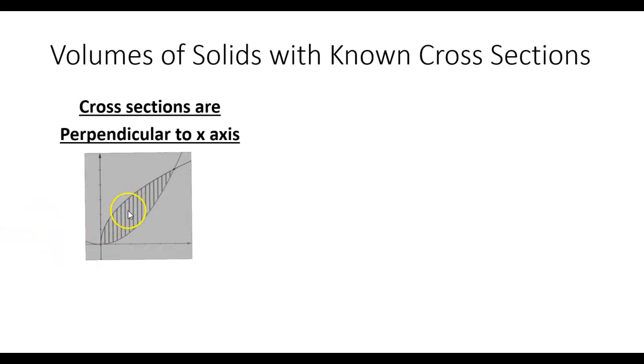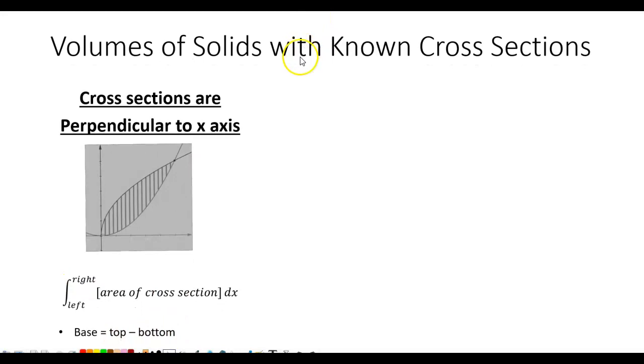So now the cross sections that you put on there could be perpendicular to the x-axis, in which case the bases would look like this. They would be vertical lines because they're perpendicular to the x-axis. And when that's the case, you have your area of your cross section, and your limits are left and right-hand limits. It's important to understand that your bases will be the top function minus the bottom function, and your functions are in terms of x.